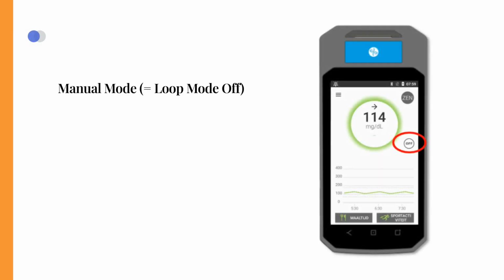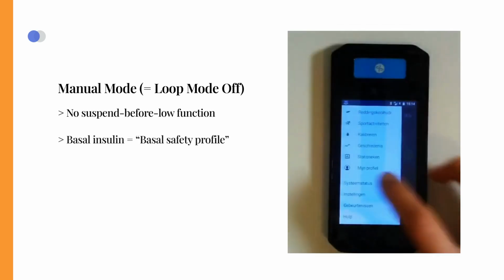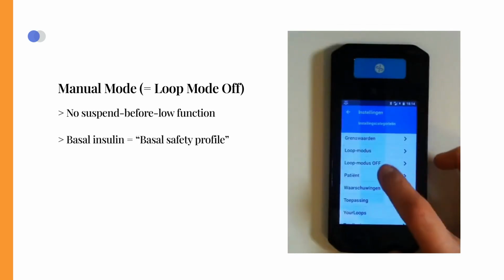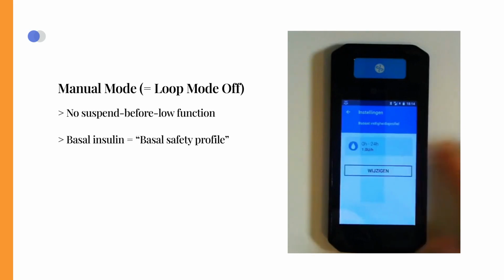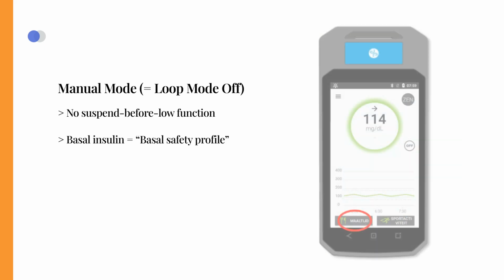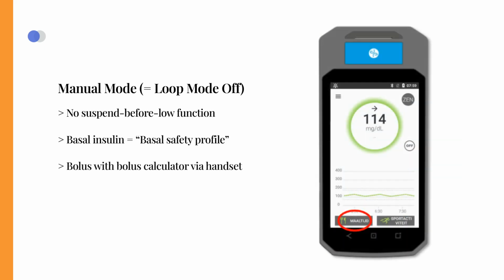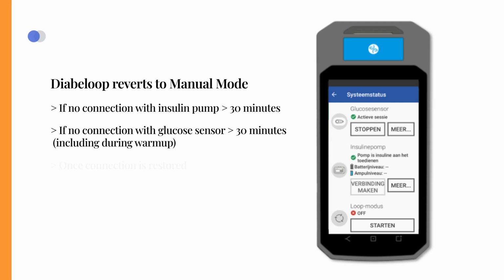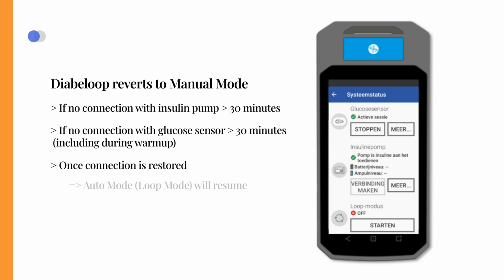In manual mode, there is no suspend for low function available. The basal insulin delivered in manual mode is referred to as the basal safety profile, and you have the ability to adjust it directly from your handset. Additionally, if your handset is still connected to the pump, you can give another bolus. Once the connection to the pump or sensor is re-established, the system will automatically resume auto mode.